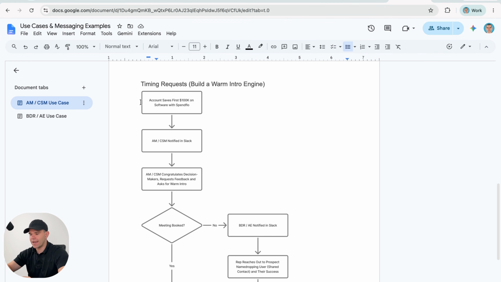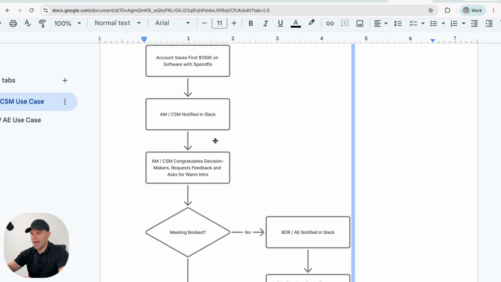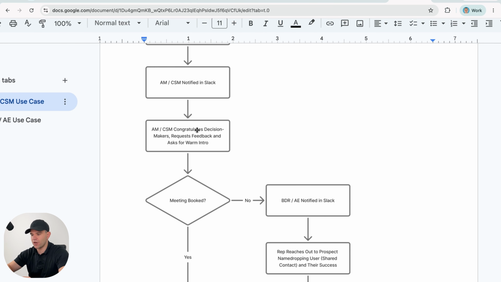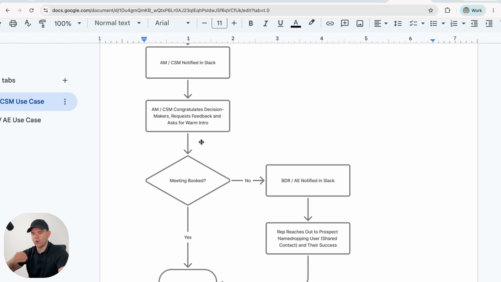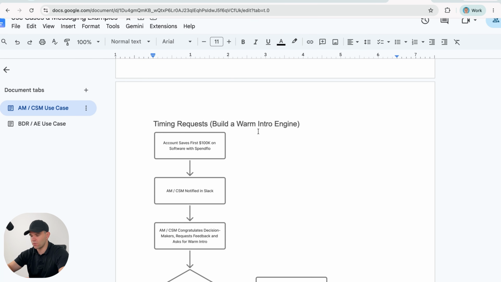Okay, so when an account saves their first 100K on software with Spendflo, an AM or CSM can get notified in Slack. They can then go and congratulate the decision makers, saying, hey, you've just saved 100K. So maybe it's the procurement manager who's using Spendflo, but they can go and congratulate the CPO or the CFO and say, we've just saved 100K. Request feedback and ask for a warm intro. So we could then ask for, obviously, the Sam Barker warm intro.